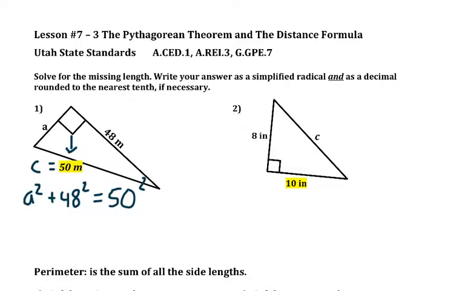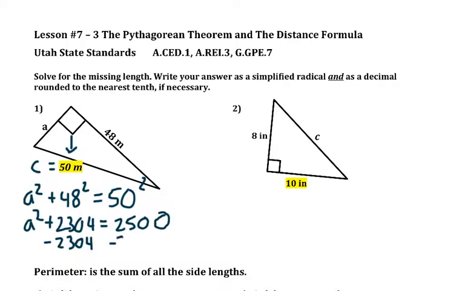Now we're going to use our calculators, and we're going to find 48 squared and 50 squared. So our equation would be a squared plus, and then 48 squared in our calculator was 2,304, equals 50 squared, which is 2,500. Then we're going to subtract the 2,304 from both sides of our equation, which gives us that a squared is equal to 196.